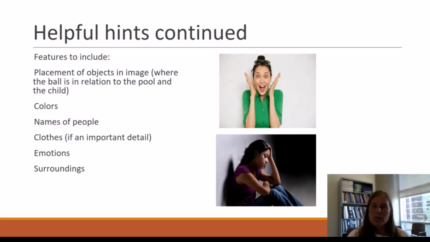picture. Clothes, if it's an important detail, like the one of the girl next to the pool, maybe the fact that she's fully clothed should be included in the image description because that conveys a different meaning than if she was in her bathing suit. Emotions, and their surroundings. So you look in these two pictures, what they're wearing isn't as important, their names are important, but their facial expressions and their body positions are important.